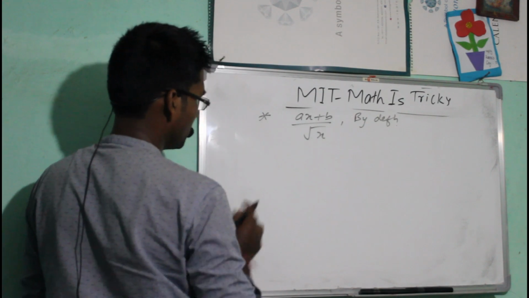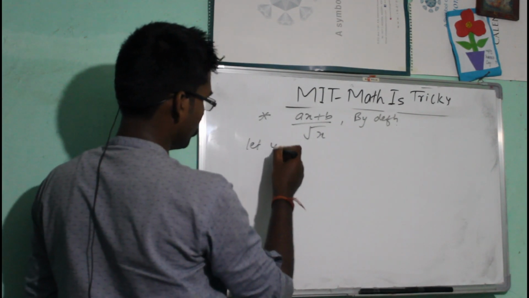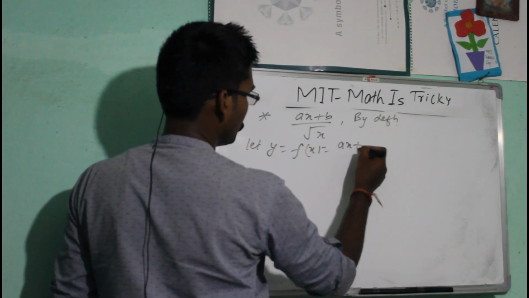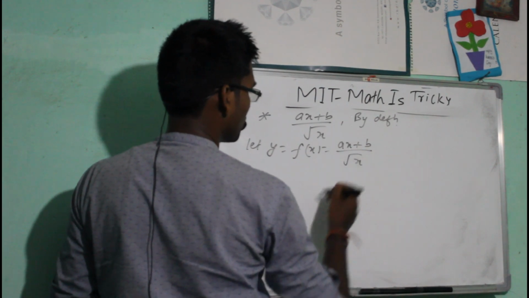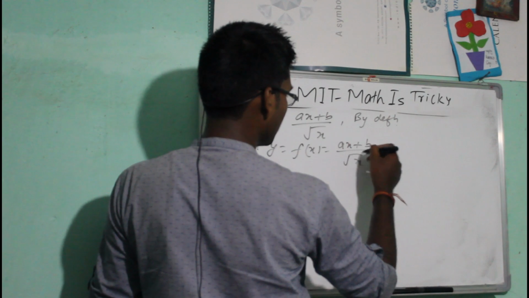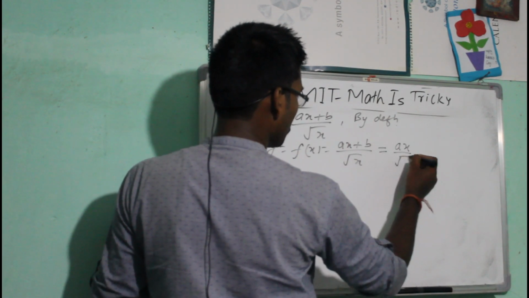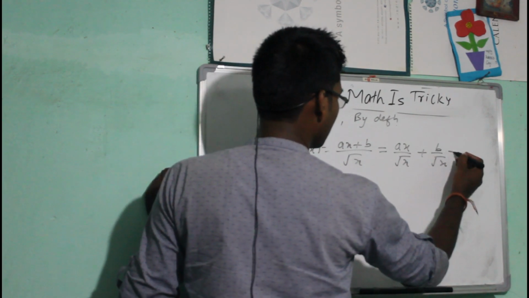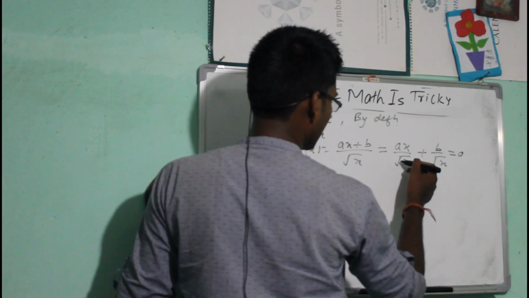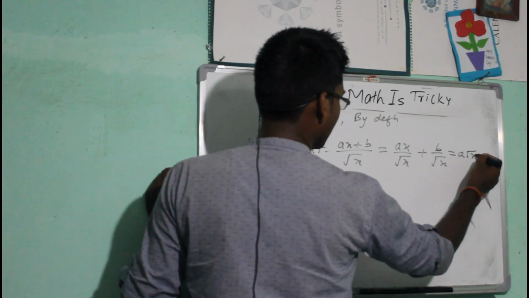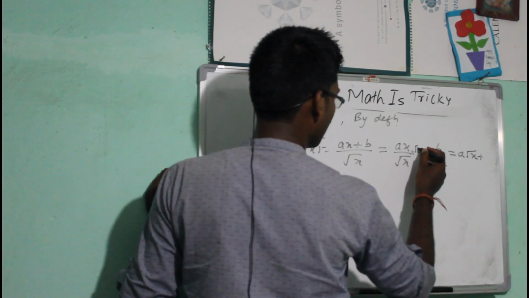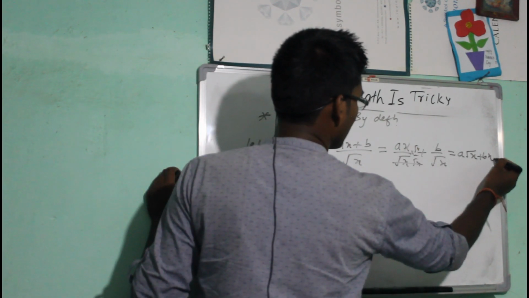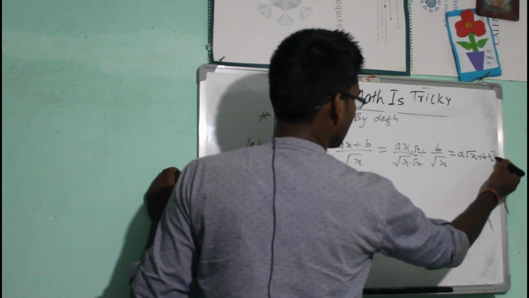So again, as previous, we always start with this: let y equals f(x) equals (ax + b)/√x. Let's simplify this further. I'm separating the terms: ax/√x plus b/√x. This can be written as a√x plus b times x to the power minus 1/2, since √x is x to the power 1/2 and the √x cancels.